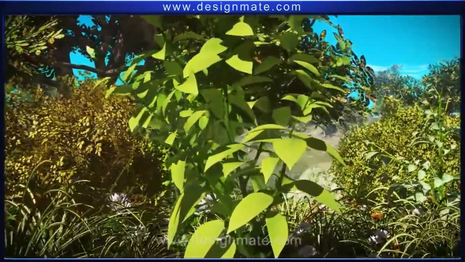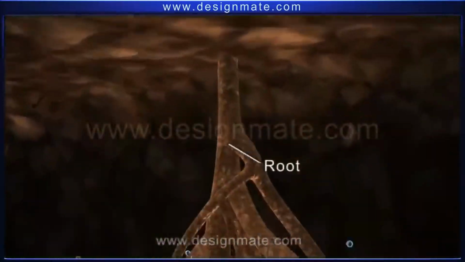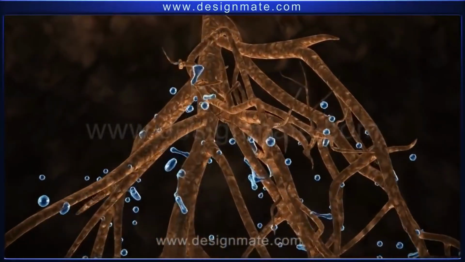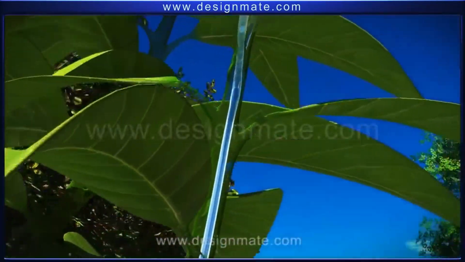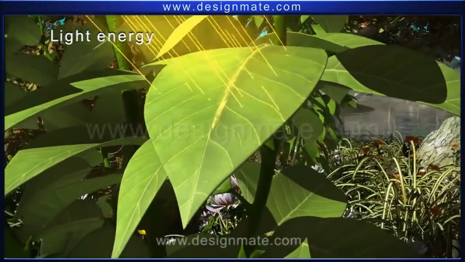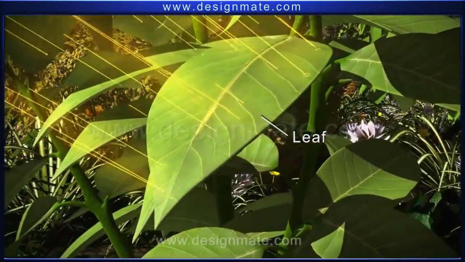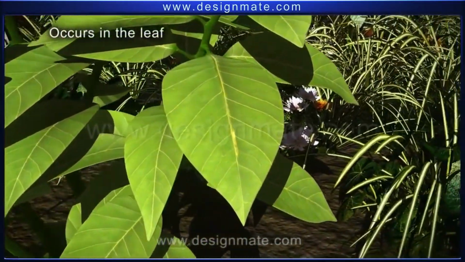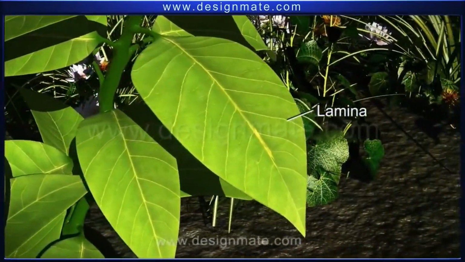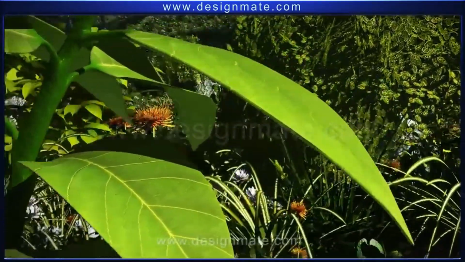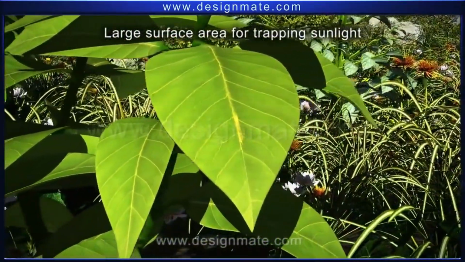A closer look at a plant shows that it is firmly held in the soil by the help of roots. These roots absorb water from the soil and through the tiny tubes transport it to the stem and then to the leaves. The stem holds the leaves in such a way that they absorb maximum energy from sunlight. A leaf is a very important part of the plant. Photosynthesis, the ultimate provider of food and oxygen, occurs in the leaf. A leaf consists of a flat, thin lamina, which is joined to the stem by a petiole. The flattened lamina provides large surface area for trapping sunlight.